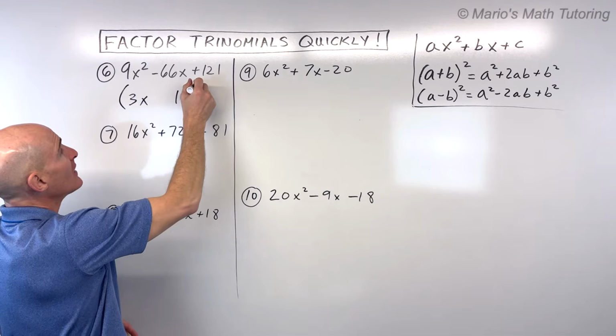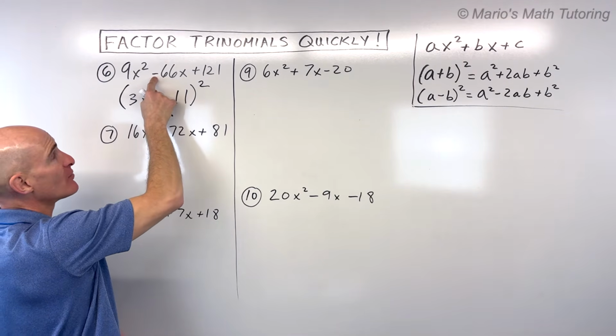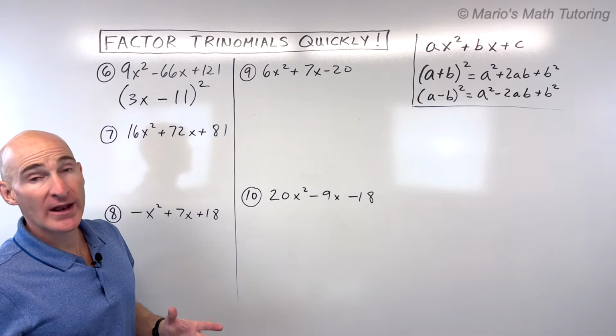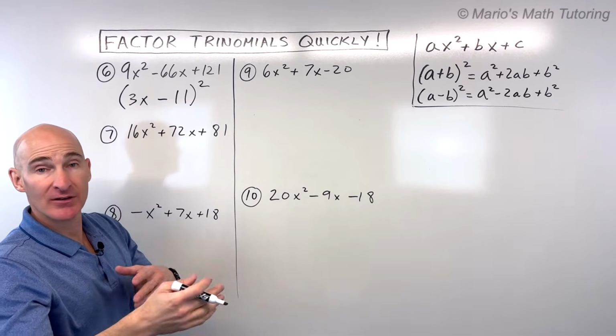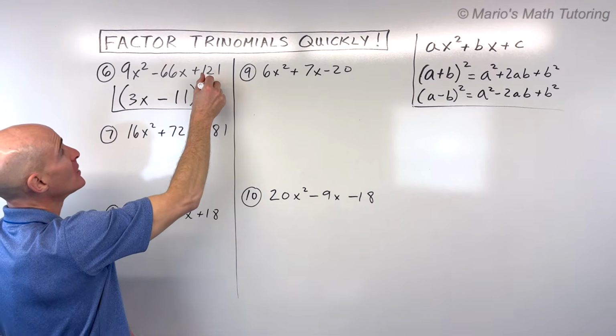All I have to do now is if this is minus, this is going to be subtraction. If this is plus, this is going to be addition. And that's it. That's all there is to it. Now, if you wanted to check your work, you could write this as 3x minus 11 times another 3x minus 11, FOIL that out or distribute twice. You'll see that you're getting back this original trinomial.